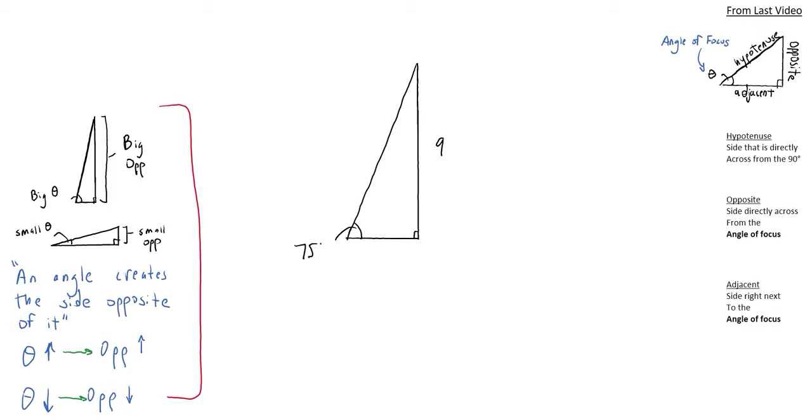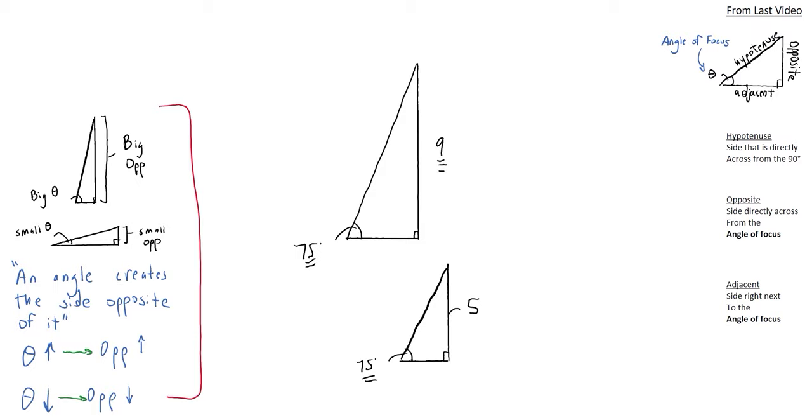Let's say that we had a right triangle with an angle of 75 that we were focusing on, and that 75-degree angle opened up to an opposite side of 9. Now this doesn't mean that all 75-degree angles open up to an opposite of 9. Check this one out. Here's a smaller right triangle, but it also has an angle of 75, but you can tell that this opposite side here is smaller than the 9. This one might be 5.